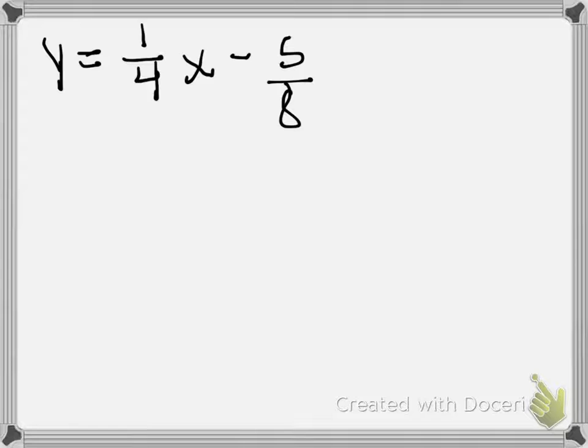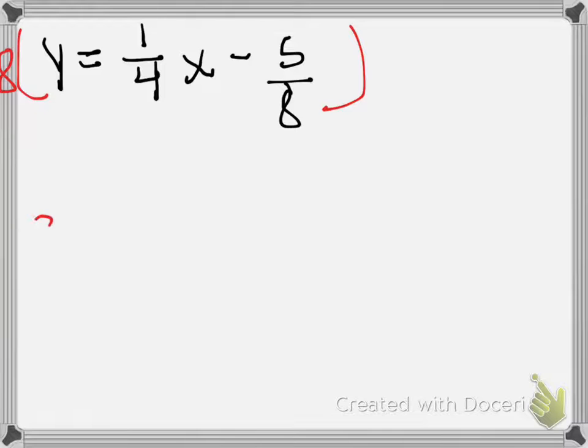Now I have two fractions. I have 1/4 and I have negative 5/8. Oh no, I have two fractions. So what denominator do you think I should multiply by to make sure that both of them get cleared? Well, I'm going to multiply by the biggest denominator, because then I know that 5/8 is going to get cleared. So I'm going to multiply everything by 8.